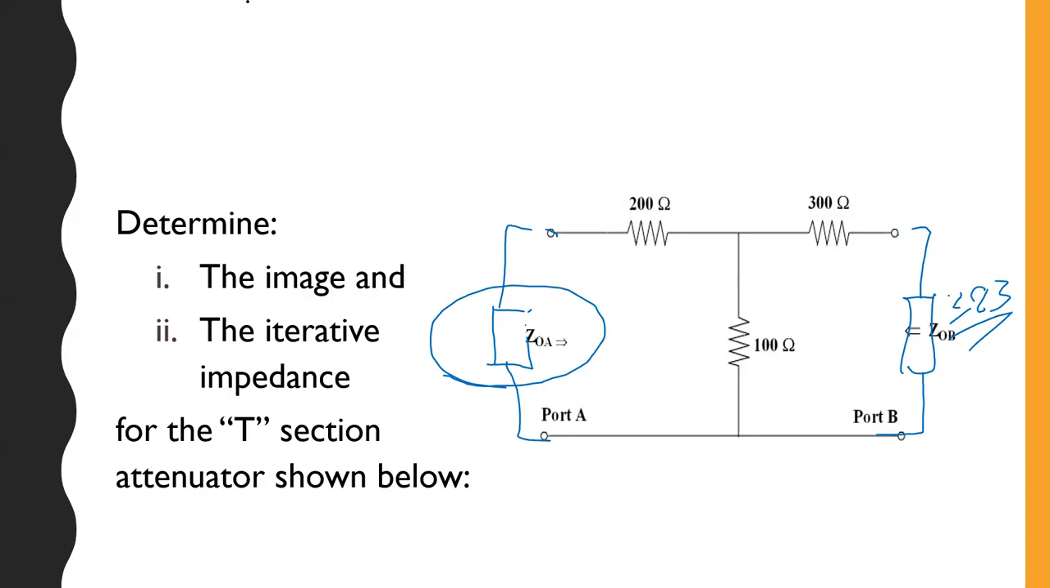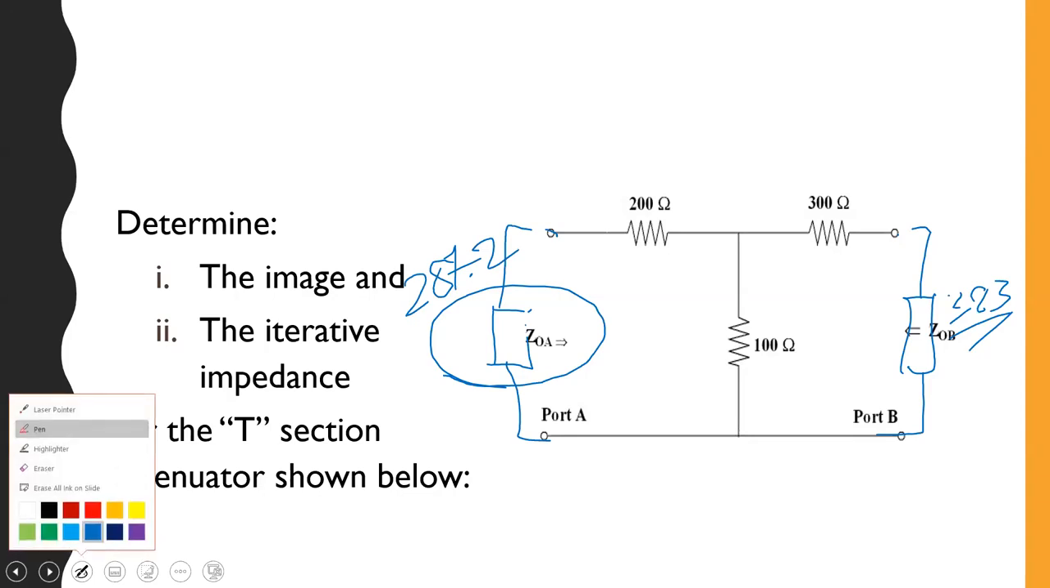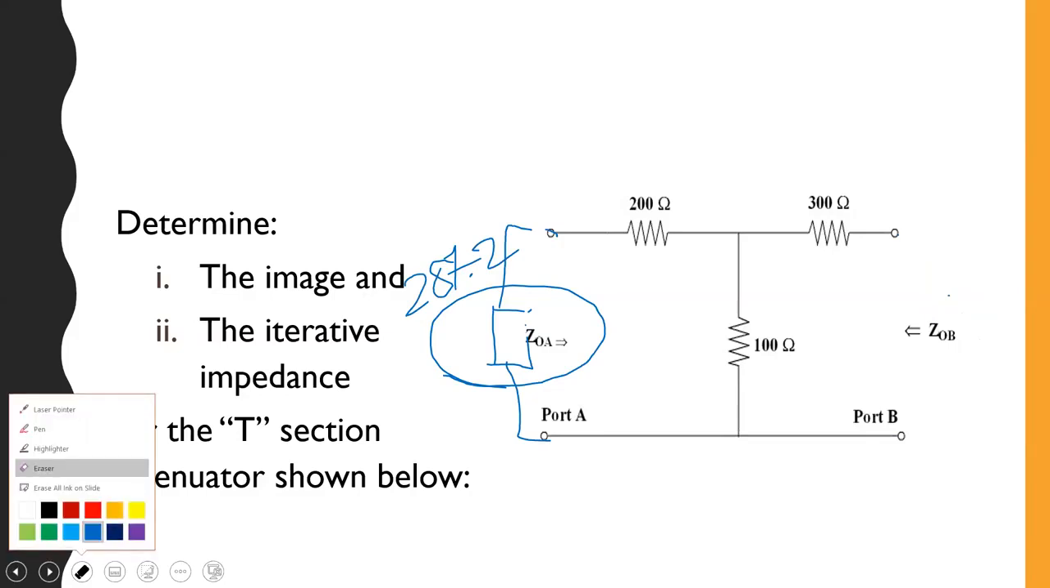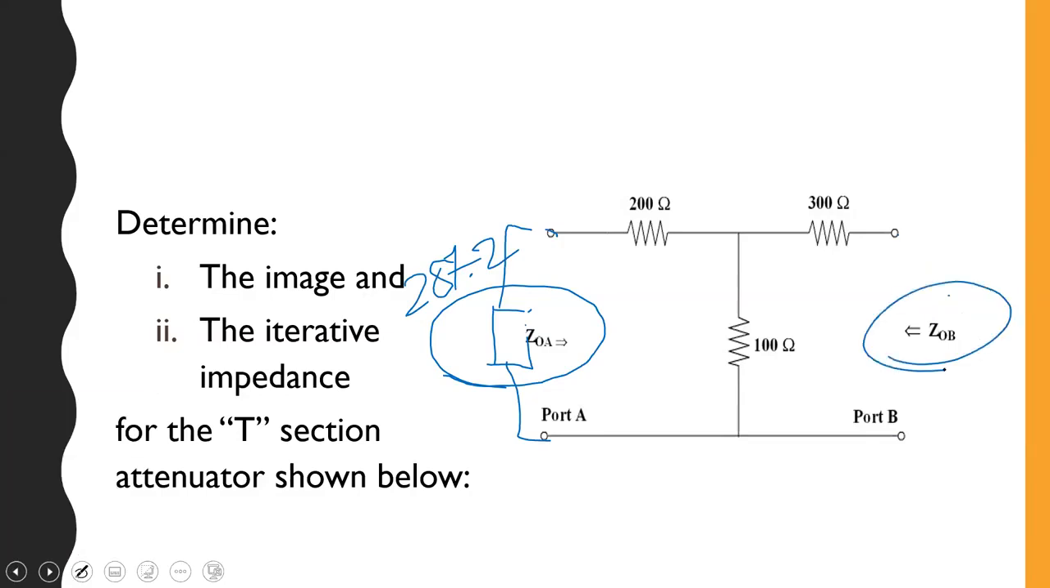Yes, sir, I got 287.2. Okay? And connect the 287.2 and then calculate the impedance ZOB. Yes, sir. Get 383. Okay? So that's it for the image impedance. If you connect the impedance, you'll get what you had calculated at the other end.